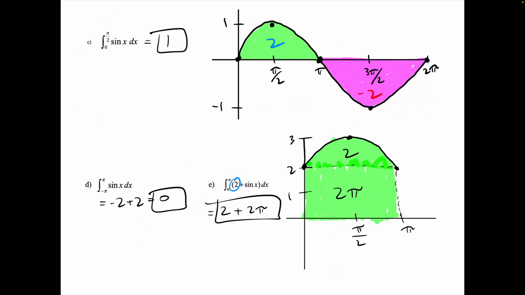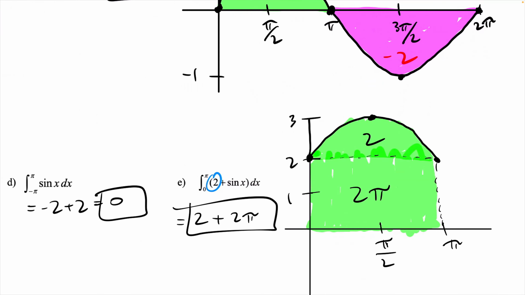Because that guy is just a vertical, it's what we call a vertical translation or a vertical shift. It just created a vertical shift up 2 units. It was a vertical shift up 2. That's all it did. Okay?